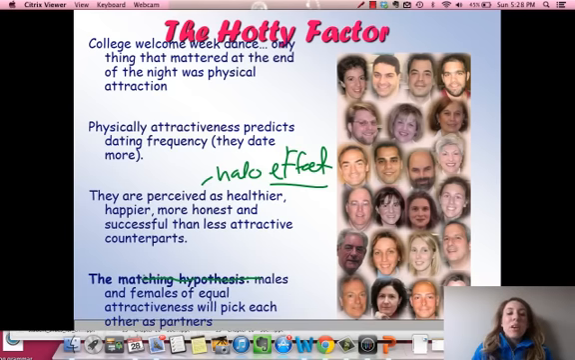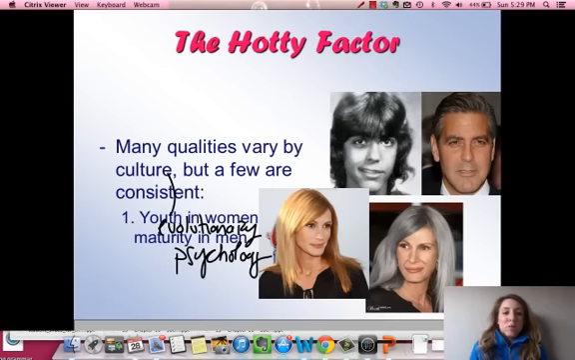And there's something very interesting when it comes to relationships. It's called the matching hypothesis. It's the idea that males and females of equal attractiveness pick partners that are equally attractive. So if you're a 10 on the hottie scale, you're going to pick another 9 or 10. You're not going to pick a 5 unless the 5 has got something really awesome to bring to the table, like some cash money, right? And we don't talk about that, but that's true. And then a 4 or 5 is going to be with a 4 or 5 or 6, right? So that's the way that works, okay?